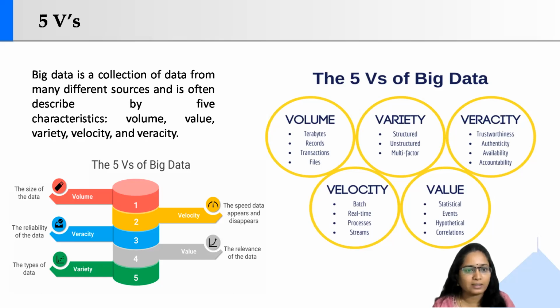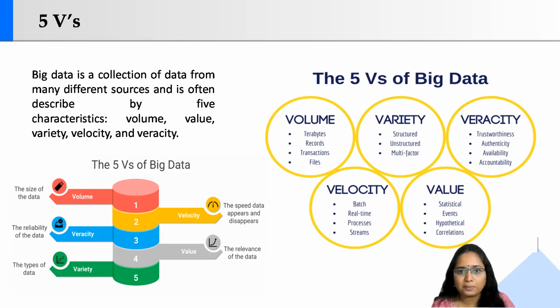The first one is volume. Volume is talking about the size of the data. Veracity is talking about the reliability of the data. Variety is talking about the different types of data. Velocity is talking about the speed at which data appears and disappears. The last one, value. Value is talking about the relevance of the data.